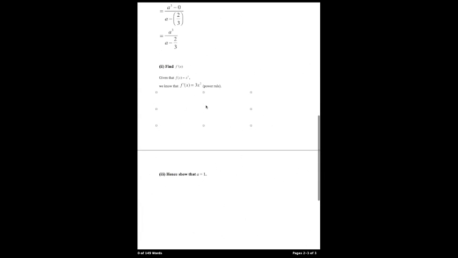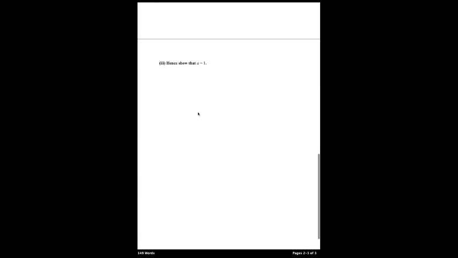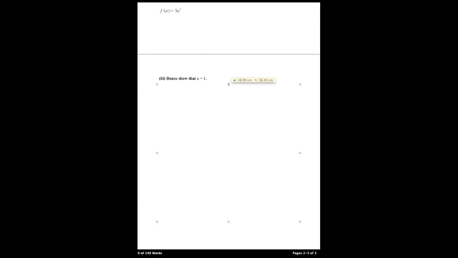Part 2 tells you to find f prime of a, and given that f of x is equal to x cubed from the question, we know that f prime of x must be equal to 3x squared because of the power rule, and we can sub a into x, which gives us f prime of a is equal to 3a squared.